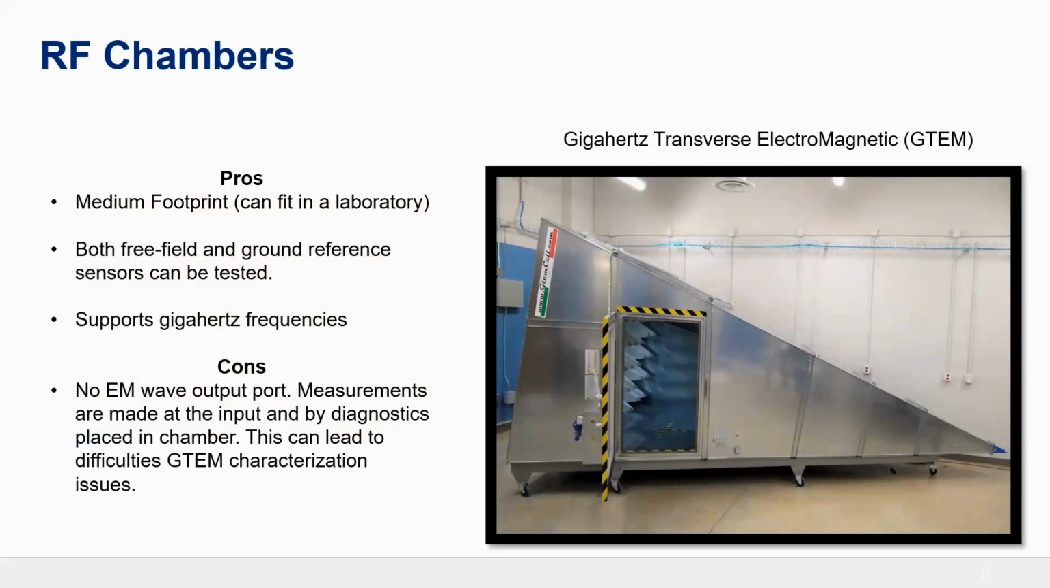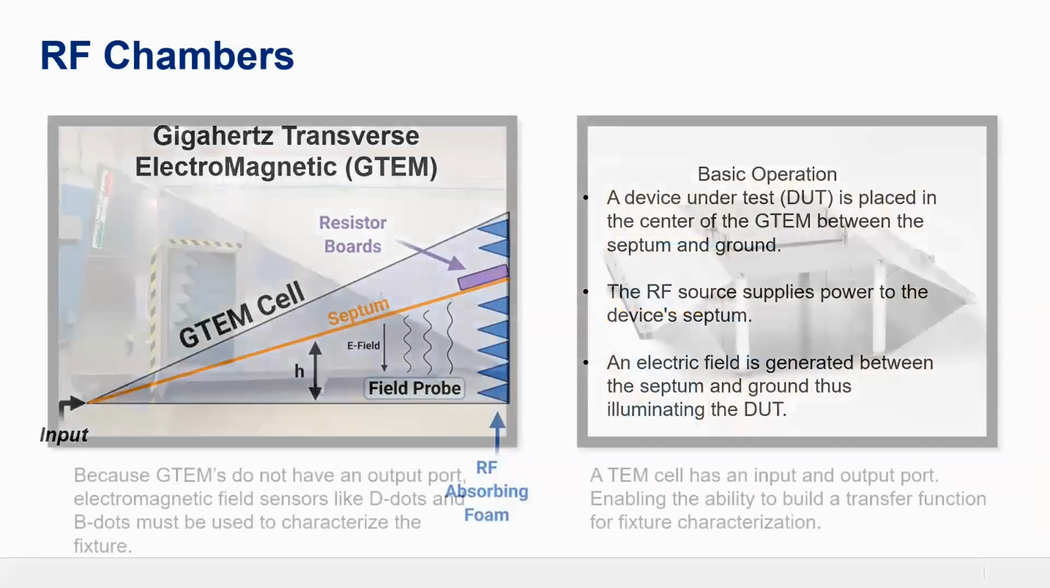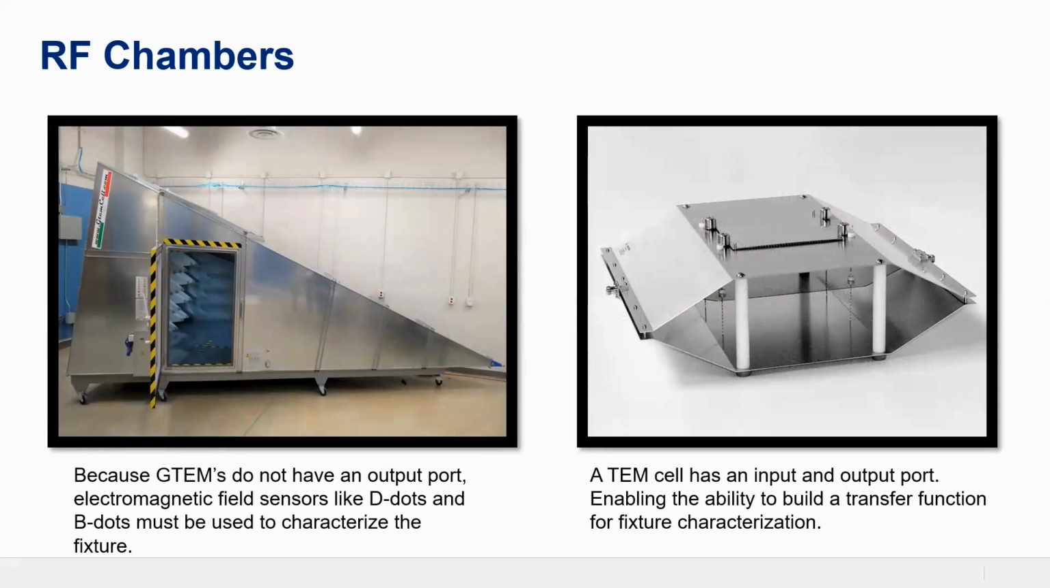An in-between is the gigahertz transverse electromagnetic cell. It's more of a medium footprint. They can still go as small as going onto a table, or they can get fairly large like you see here, but still fit into a room. They can support both free field and ground reference sensors, and they are TEM mode when you're using them. These can support gigahertz frequencies, but there are some caveats. They can go from say 1 to around 10 gigahertz. They do claim up to 20, but you need to calibrate because you need to check the claims from manufacturers. The only con here, though, is that there is no output port like the TEM has, as you can see right here when you're comparing. So you have to have other types of sensors within the GTEM cell to characterize it.